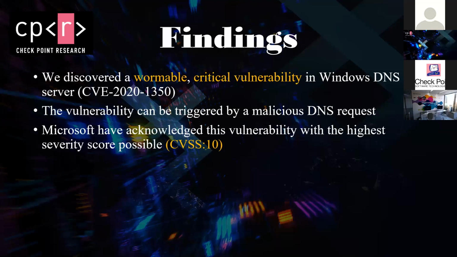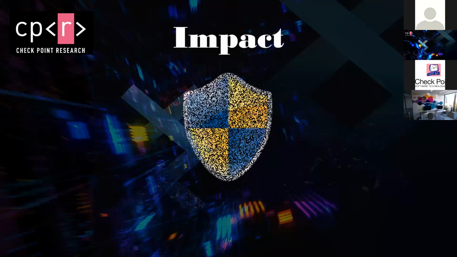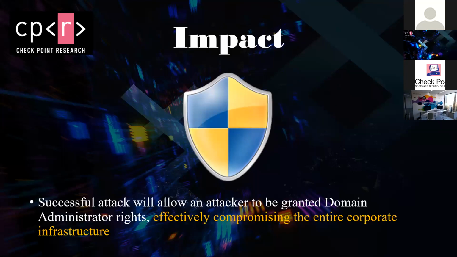So we acknowledged, we sent this to Microsoft, and they acknowledged it as the highest possible severity score that they could give. And the impact for this was that we were able to prove that we could do a successful attack, which would allow the attacker domain administrative rights, effectively compromising the entire corporate infrastructure.